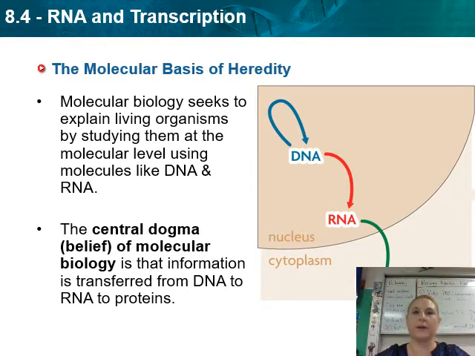So if we want to talk a little bit about DNA and RNA, how this whole thing works, the molecular basis of heredity. Molecular biology seeks to explain living organisms by studying them at the molecular level, the little molecules that make them up. And they use molecules like DNA and RNA to do so. The central dogma of molecular biology is that information is transferred from DNA to RNA to proteins.